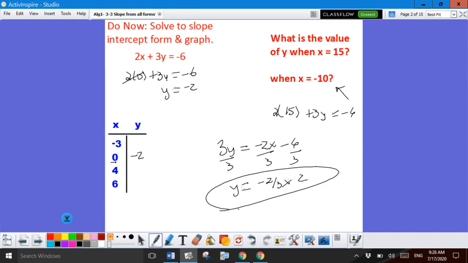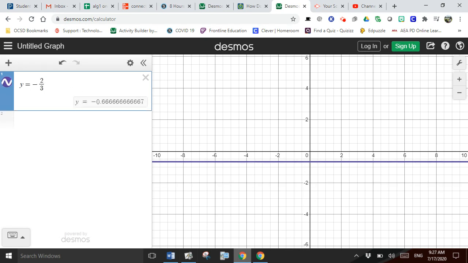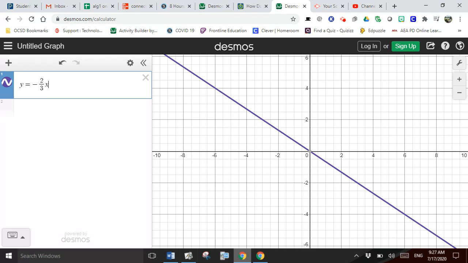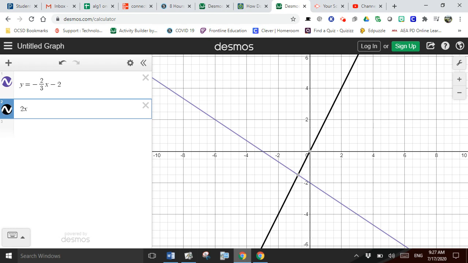So let's switch over to our Desmos calculator, and let's put it in. y equals -2/3, remember to move over, x minus 2, and there's the graph of my line. Now let's do the same thing, but let's put it in standard form and see if it'll graph it. 2x plus 3y equals -6. Same thing, okay? Same line.